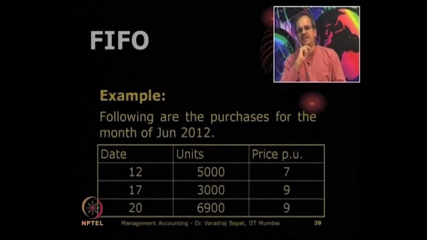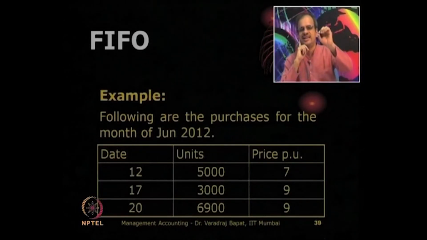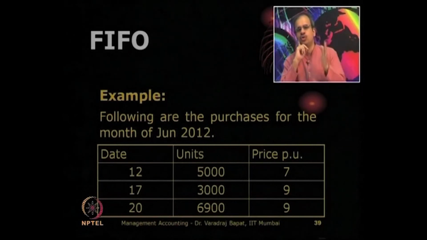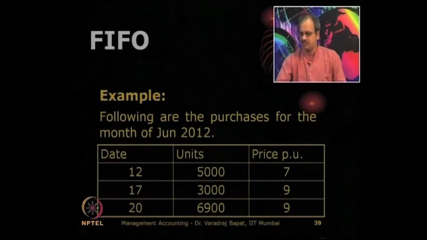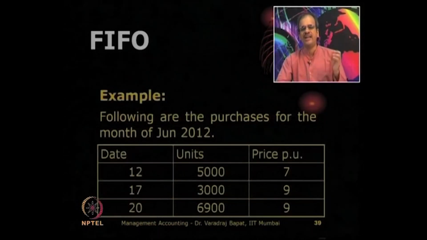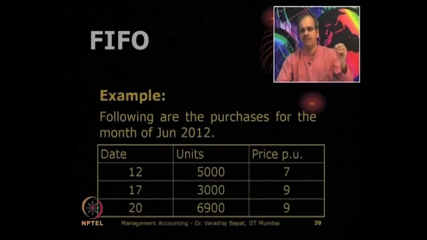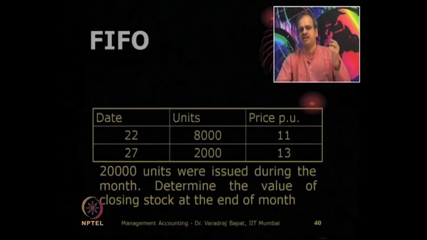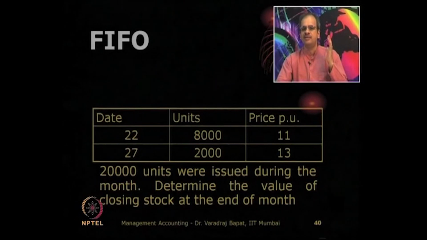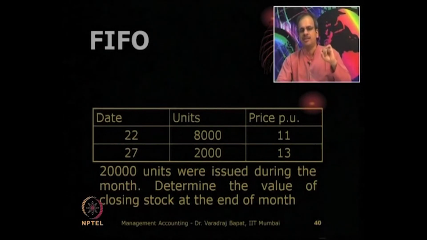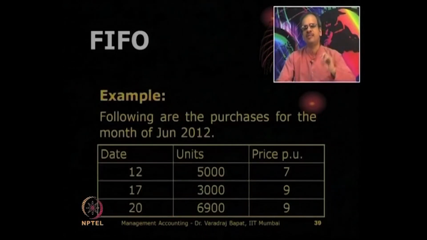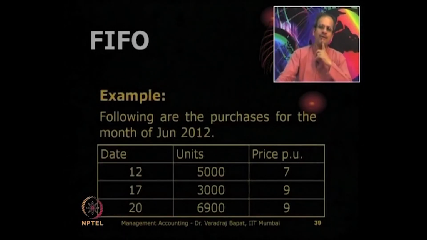Let us see an example here. This is a list of purchases made in the month of June 2012. You know the date, units and the prices. The same item is purchased 5 times, all units identical, on the 12th, 17th, 20th, 22nd and 27th. During the month, 20,000 units are issued. You are asked to determine the value of stock. How will you value?